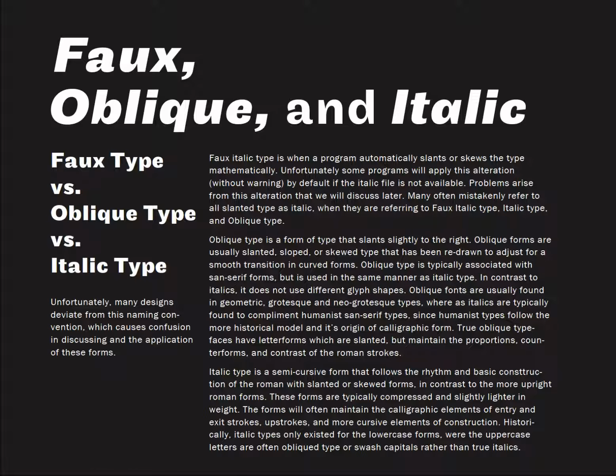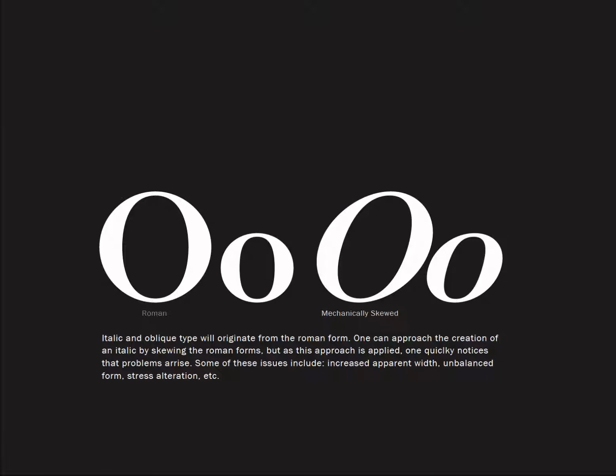An oblique type is a form of type that slants slightly to the right. Oblique forms are usually slanted, sloped, or skewed type that has been redrawn to adjust for a smooth transition to curved form. Italic type is a semi-cursive form that follows the rhythm and basic construction of the Roman with slanted or skewed forms. If we take a look at this form, this is the Roman type, and then I've mechanically skewed this. Italics and oblique type originate from the Roman form, and one can approach the creation of italic by skewing the Roman forms. But as this approach is applied, one quickly notices that problems arise. Some of these issues include increased apparent width, unbalanced form, stress alteration, etc.